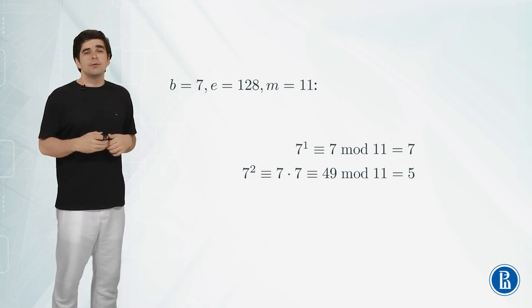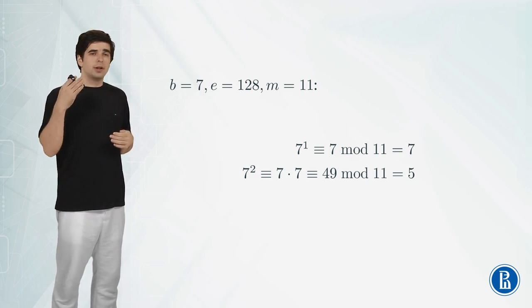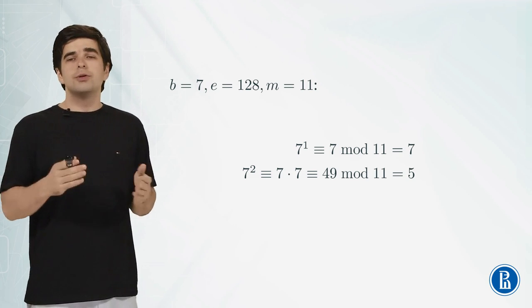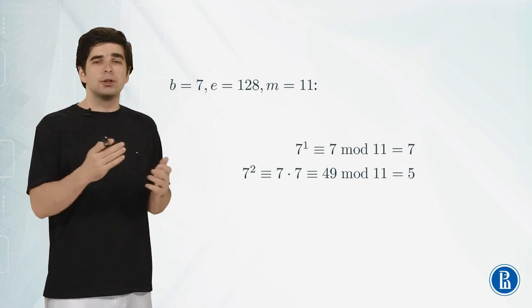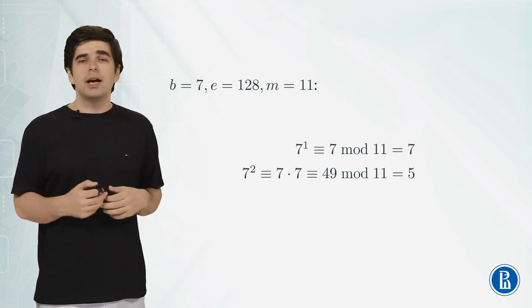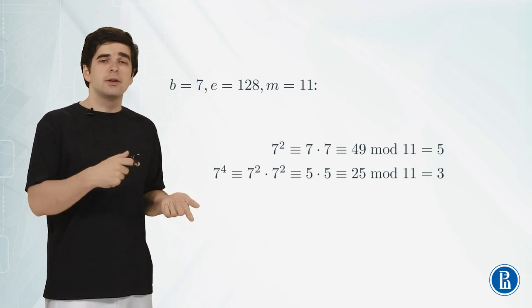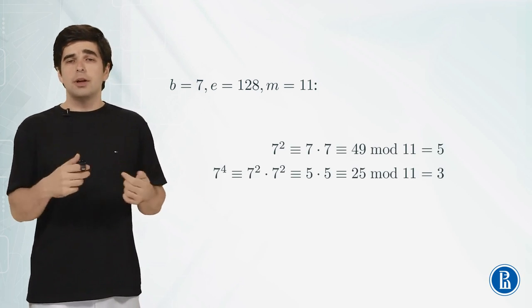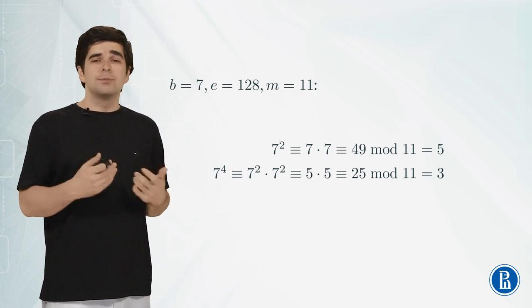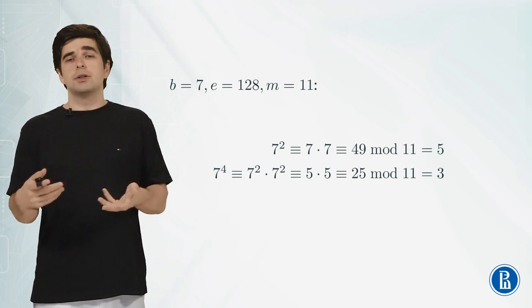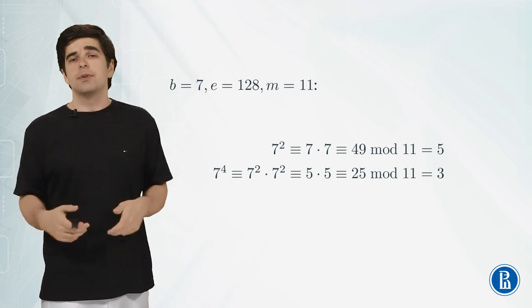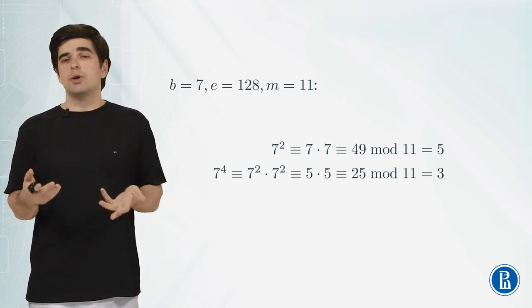So instead of computing powers of 7 as second power, third power, fourth power, and so on, we're going to square each time. So first we compute 7 squared, which is equal to 7 times 7, which is 49, and modulo 11 is equal to 5. Then, given that 7 squared is equal to 5 modulo 11, we're going to compute 7 to the power of 4 as product of 7 squared times 7 squared, or square of 7 squared. It is equal to 5 times 5, which is equal to 25, which is equal to 3 modulo 11.